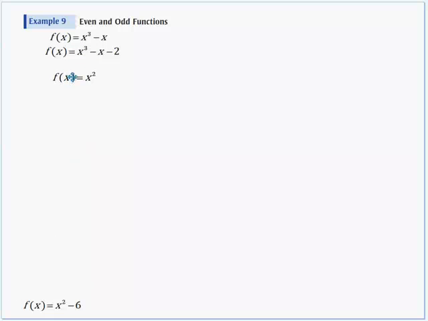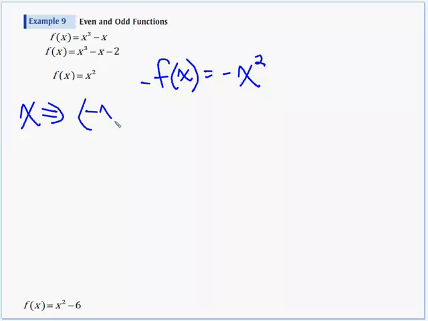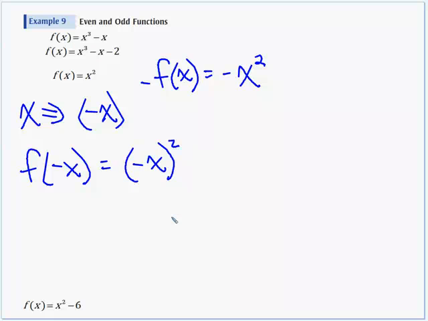For the next one, now we have f of x equals x squared. Well, negative f of x, that's an easy one to find. If I just negate the x squared, I have minus x squared. So let's replace all our x's now with negative x's and see if we have any type of symmetry. So f of negative x is simply negative x quantity squared. Well, negative x times negative x is positive x squared.